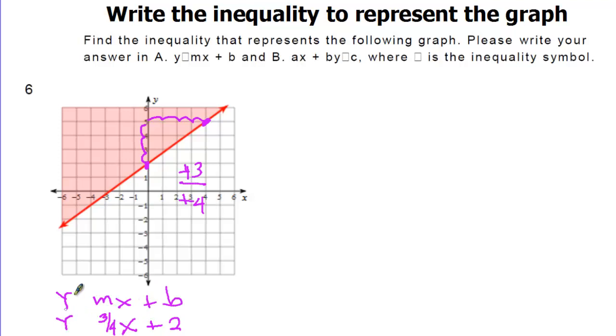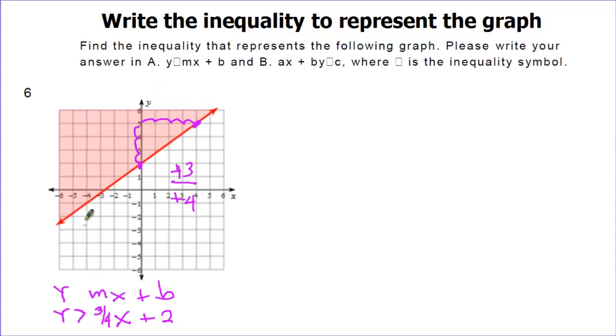Now, where is the shaded area? Is it above or below the line? Since it is above the line, we are going to write greater than. Now, do we have a solid line? Yes, we do. So we have to write the line under. This is our answer for letter A.